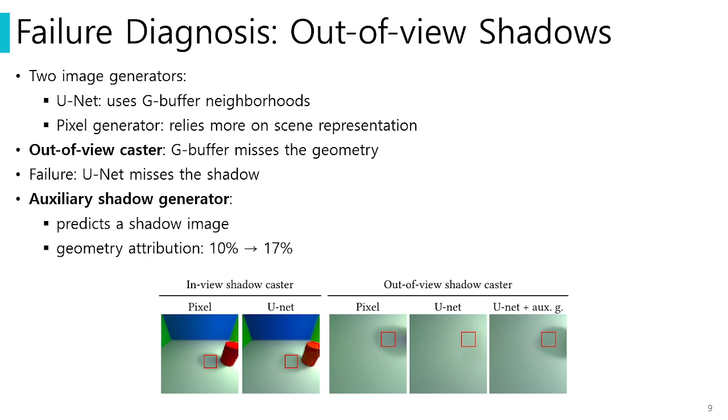The attribution shows that the unit relies too much on the G buffer, while the pixel generator uses the representation more. To improve this, they add an auxiliary shadow generator. It predicts a shadow image and pushes the encoder to store more geometry information. As a result, geometry attribution increases from 10% to 70% and the shadow improves. So the key message is simple. The structured representation helps detect why the model fails and gives a direction for improvement.